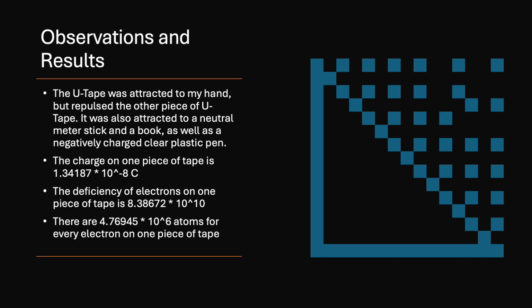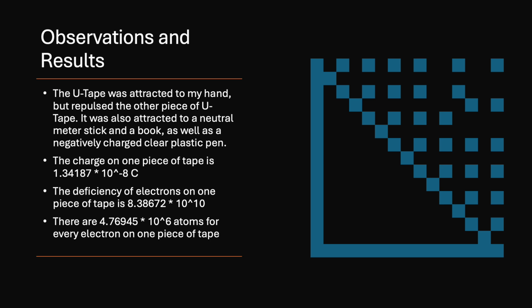So for my observations and results, I observed that the U-tape was attracted to my hand but repulsed the other piece of U-tape, and it was also attracted to a neutral meter stick and a book, as well as a negatively charged clear plastic pen.